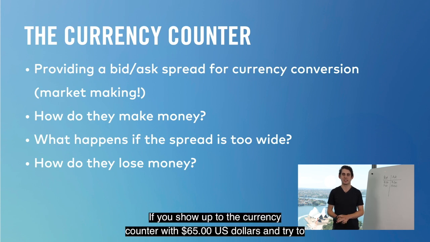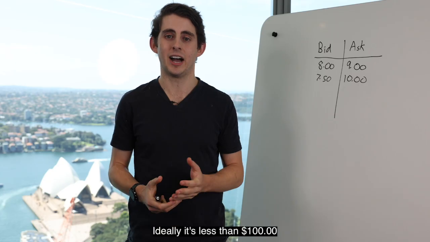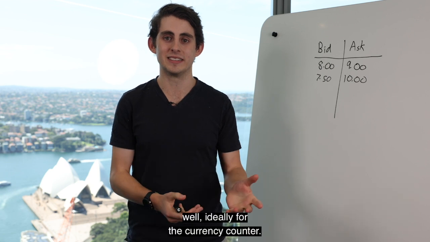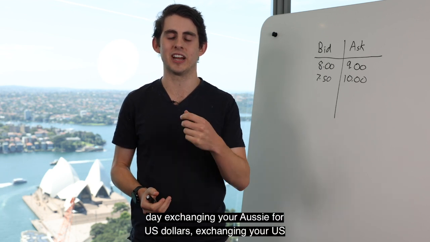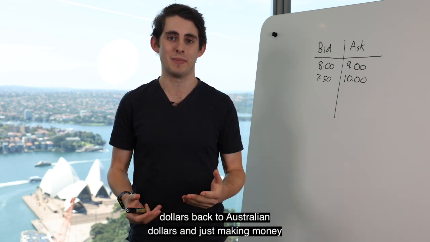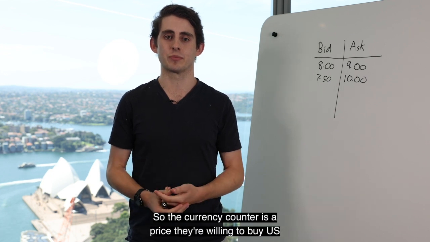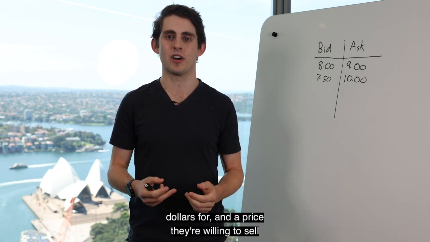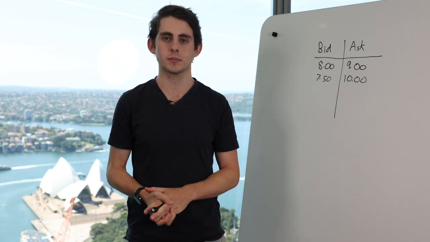If you showed up to the currency counter with 65 US dollars and tried to exchange this back for Australian dollars, how many Australian dollars do you think you'd get? Ideally, it's less than 100, or ideally for the currency counter. If it was more than 100, you'll just stay there all day exchanging your Aussie for US dollars, exchanging your US dollars back to Australian dollars and just making money out of nothing, and they would go out of business very quickly. So the currency counter has a price they're willing to buy US dollars for and a price they're willing to sell US dollars for. And this difference is the spread.